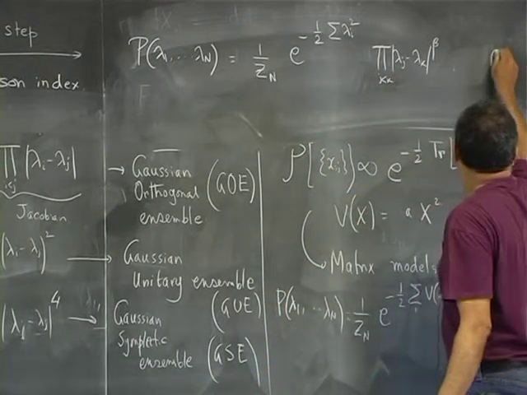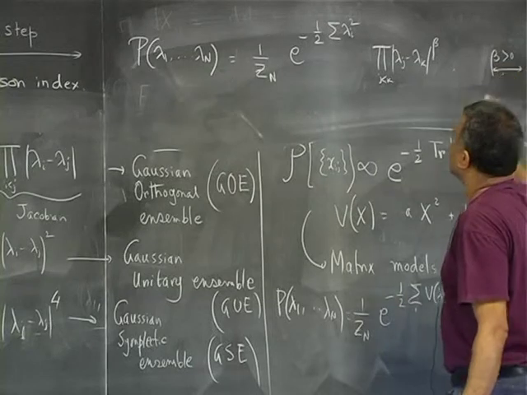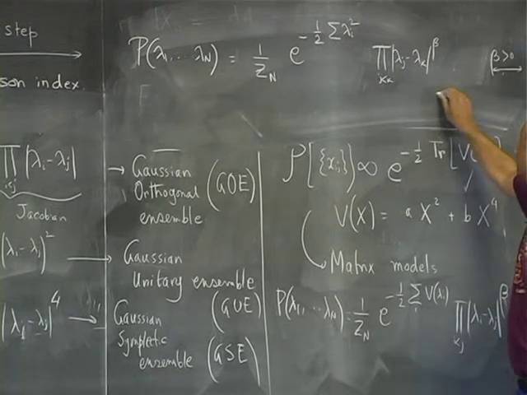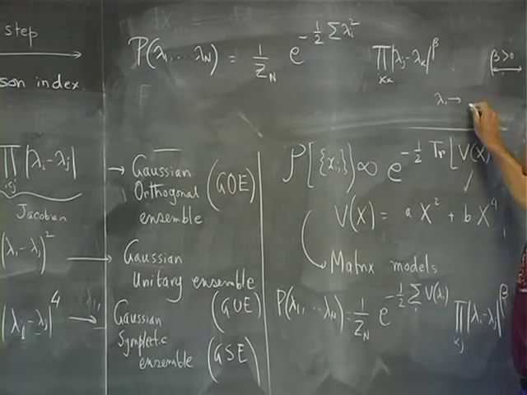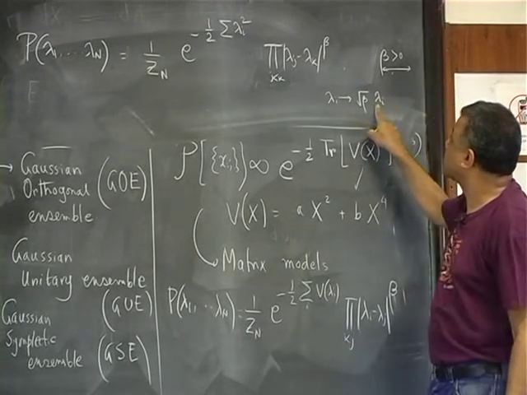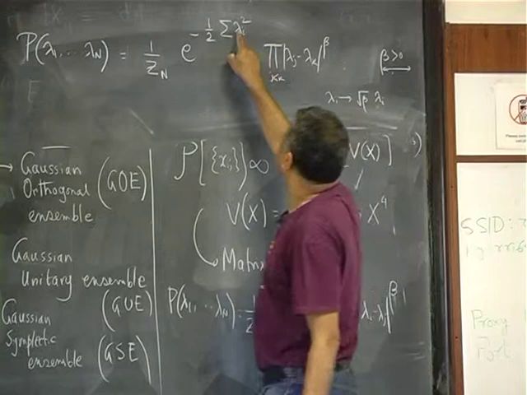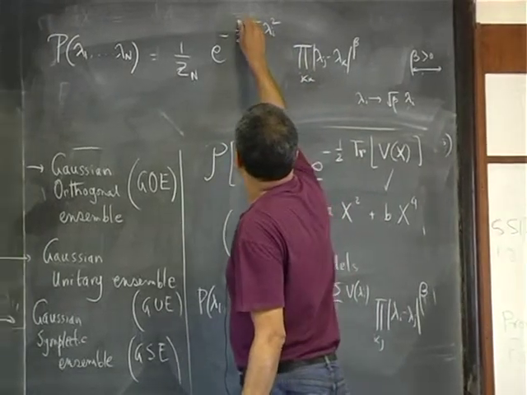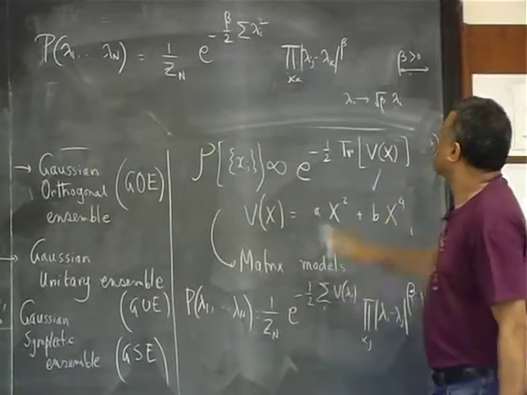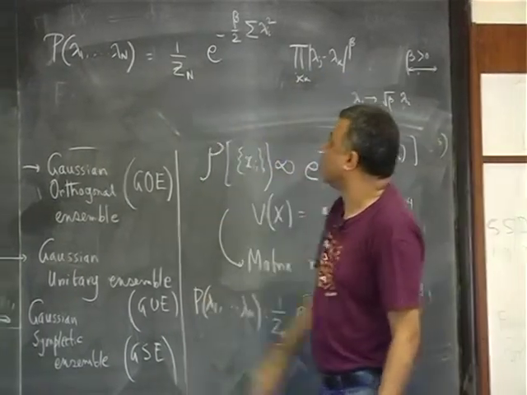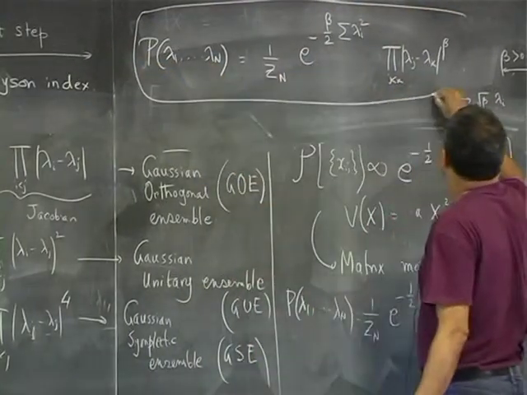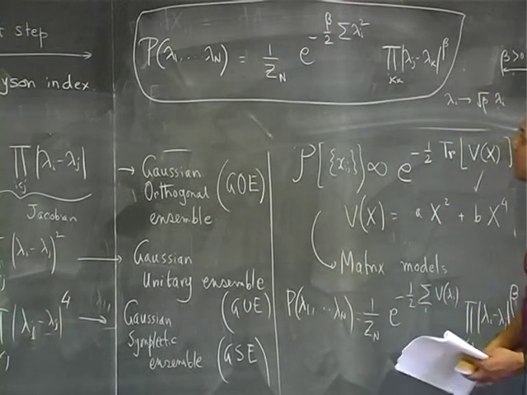Where this beta is positive. And for simplicity, I can rescale the eigenvalues, lambda i to, let's say, square root of beta lambda i. Under this rescaling, I can take out the factor beta here, and the reason I'll do that will be clear in a minute. This scale factor just gets absorbed in normalization. So let's take this as our main result, the joint distribution of eigenvalues.